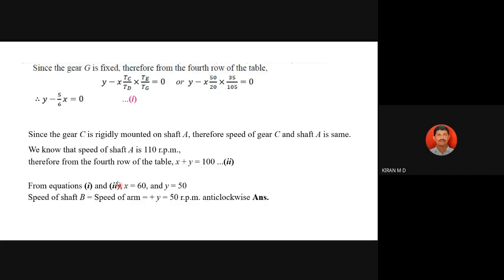Okay. So by using this equation and this equation, by simplifying these two equations, we are going to get x is equal to 60 and y is equal to 50. Here he has not given the arm speed. Arm speed y we found by using these two equations. Now the speed of the arm is equal to plus y, that is equal to 50 rpm in counterclockwise, because we found it here.